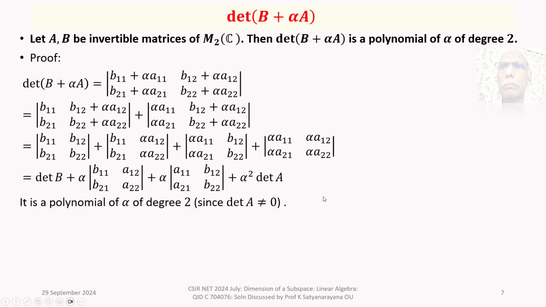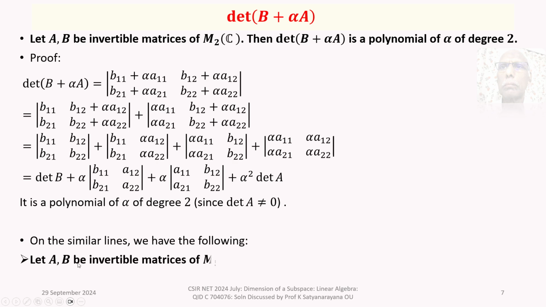So let's now move to our question. On the similar lines, we have the following. That is, let A, B be invertible matrices of M5 over C, then determinant of B plus alpha A is a polynomial of alpha of degree 5. These are 5 by 5 matrices, therefore degree will be 5. So on the same lines, you can prove this also. So that's the result and a proof that I have suggested here.